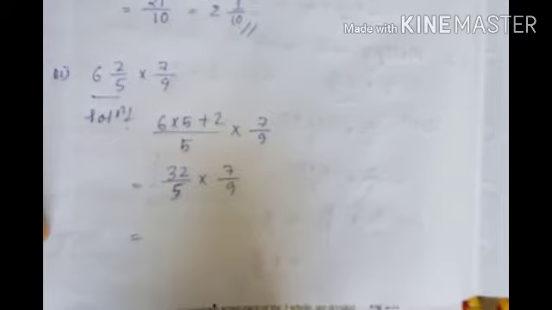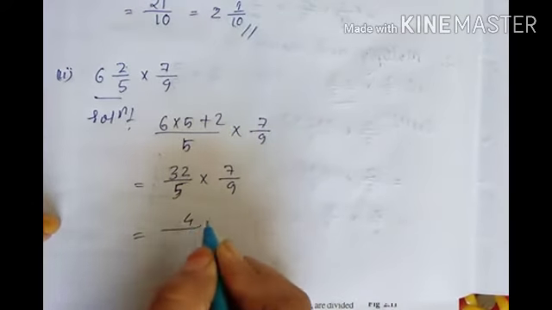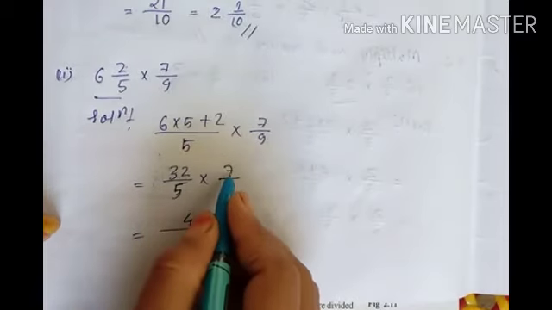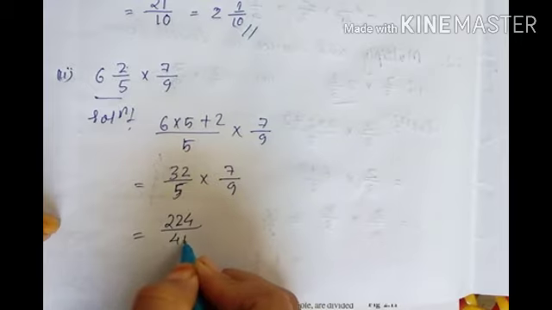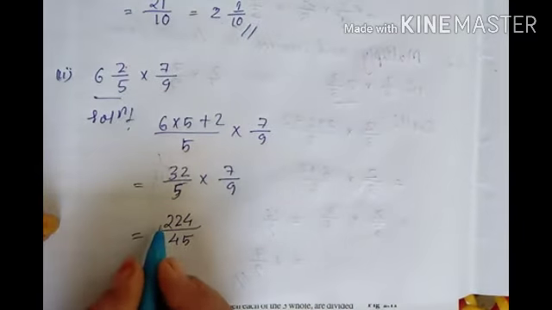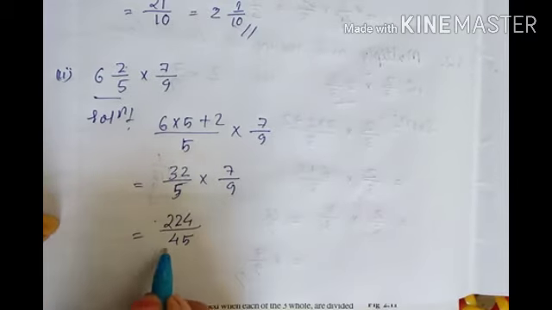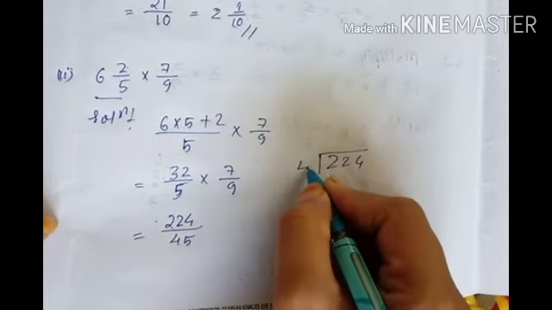So what will you do? Multiply 32 into 7, how much will you get? 7 2s are 14, 1 carry, 7 3s are 21 plus 1, 22, and 9 5s are 45. Now what will you do? You will convert, because this is what? Improper, isn't it? Because the numerator is greater than the denominator, so you will convert this to what? Mixed fraction. How will you convert?